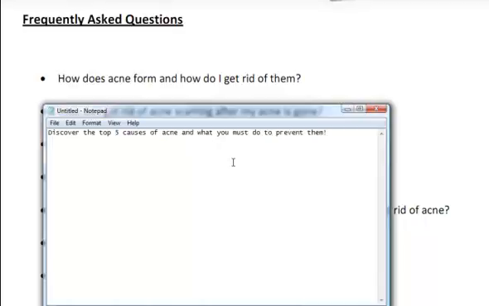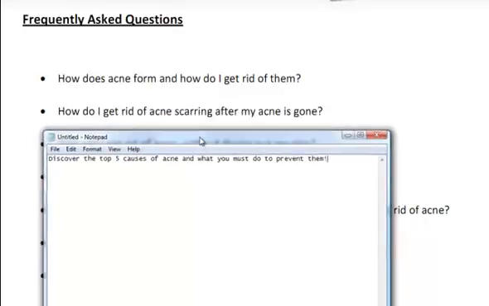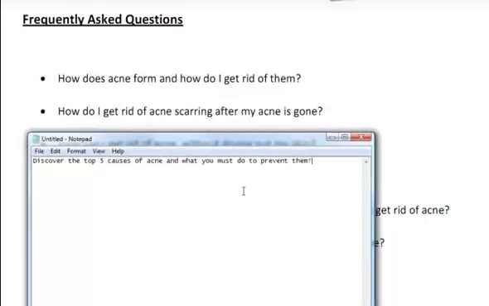Okay, since people are asking how does acne form, why not just include this as a bullet point? Discover the top 5 causes of acne and what you must do to prevent them. The next question: how do I get rid of acne scarring after my acne is gone? Another possible bullet point in your sales copy could be: 5 simple ways to ensure your acne scars never come back again.